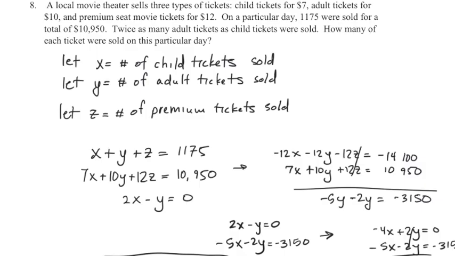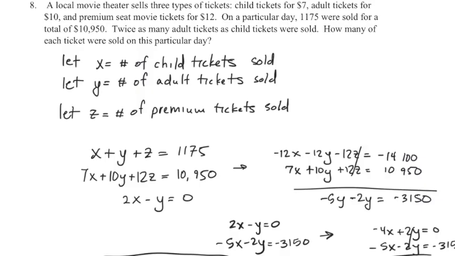Okay, for question 8, I wanted to walk you through what I've done here. So the first step in any application problem is to define your variables for the question. The question here is how many of each ticket were sold. There are three different types of tickets: child ticket, adult ticket, and premium. So I've defined x as the number of child tickets sold, y as adult tickets, and z as the number of premium tickets sold. So that's the first step, identify and define your variables.